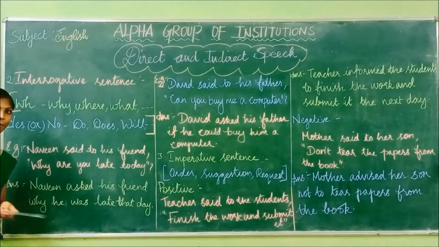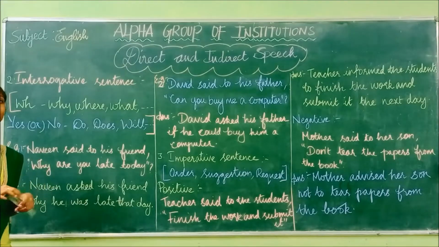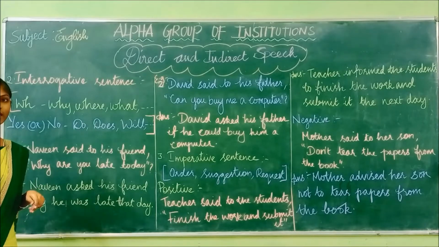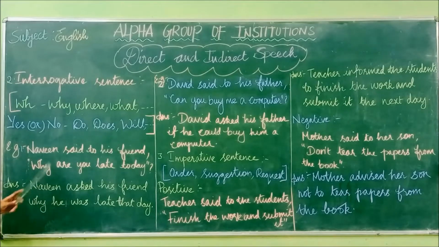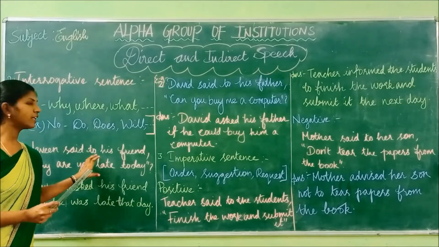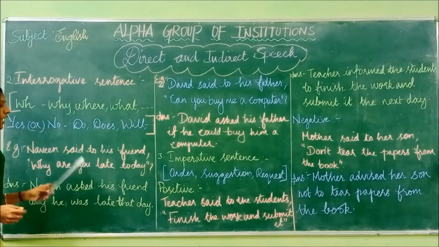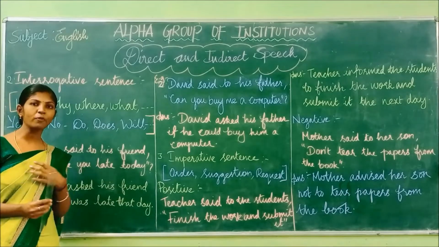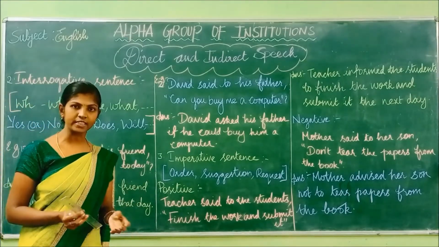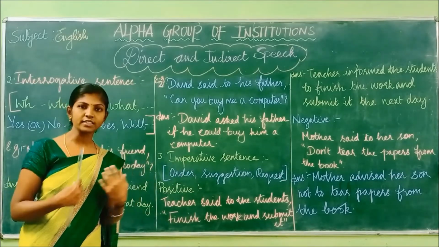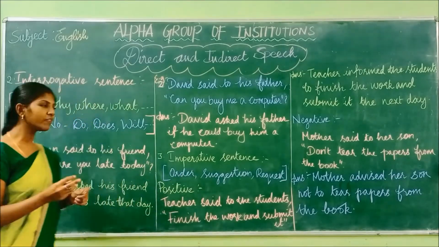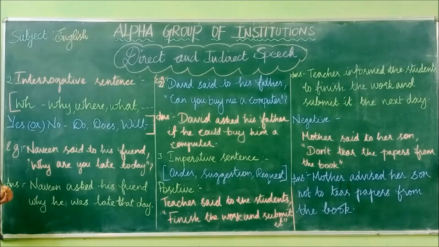Now, let's see a few examples. How do we change the direct sentences from interrogative sentences to indirect sentences? Let's see the first example. Naveen said to his friend, why are you late today? What's the question here? Naveen is asking his friend, why are you late today? If suppose I say the sentence, that is direct sentence. If someone comes and says to you that I said this, that is indirect sentence. Right now we are going to change this sentence into indirect sentence.